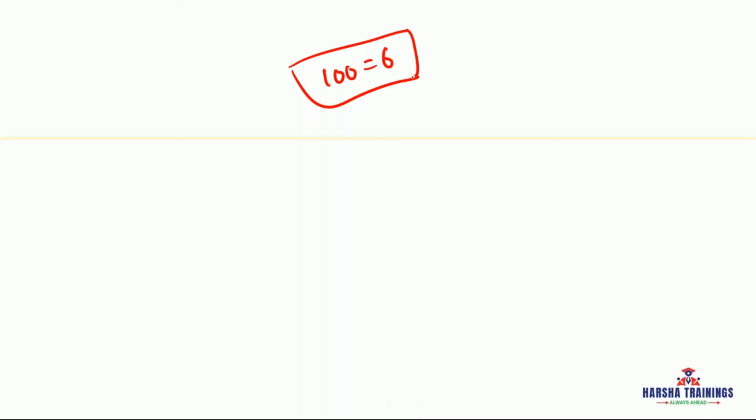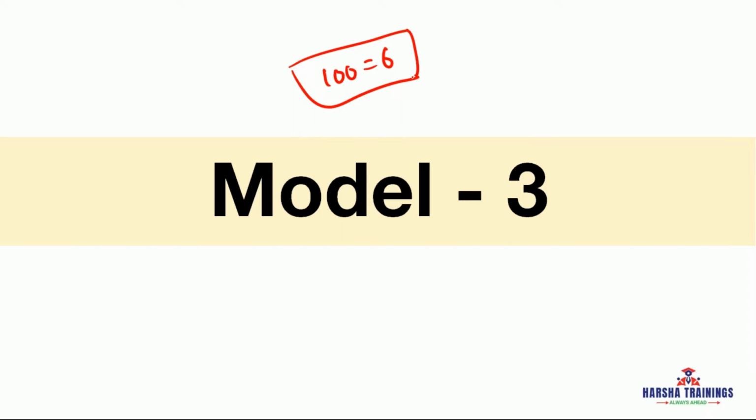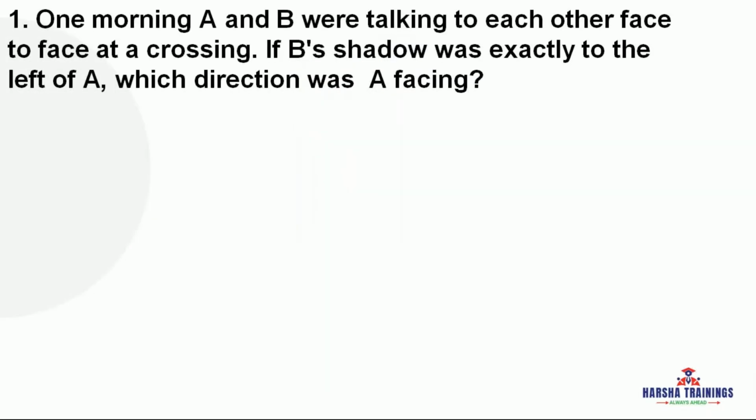Okay, let me check, no issue. Okay, so then coming to the model number 3. Listen, guys, I think very, very important model. Model number 3. One morning, A and B were talking to each other face to face at a crossing. If B's shadow was exactly to the left of A, which direction was A facing? Okay, it is a shadow problem, guys. So shadow problems, the starting statement is very clear. One morning, one evening, one afternoon. This problem belongs to shadow problems.